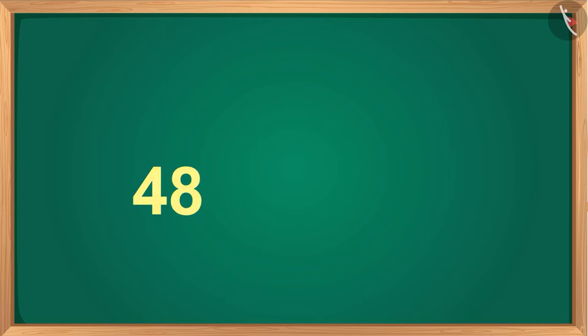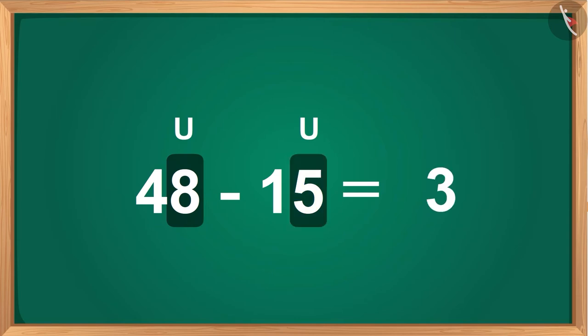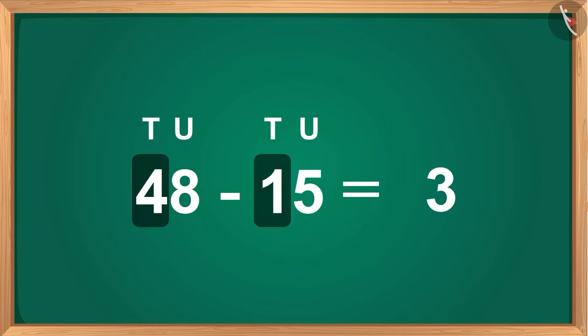First of all, we will write the numbers in horizontal form, that is, writing the numbers in the sleeping line. First, we subtract the numbers in the units place. 5 subtracted from 8 is 3. We write it here. Next, we will subtract tens number. 4 minus 1 is 3. We will write it here like this. So, 48 minus 15 is equal to 33.